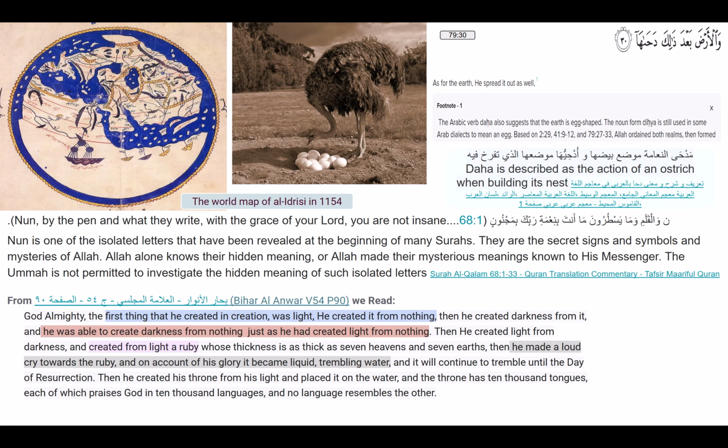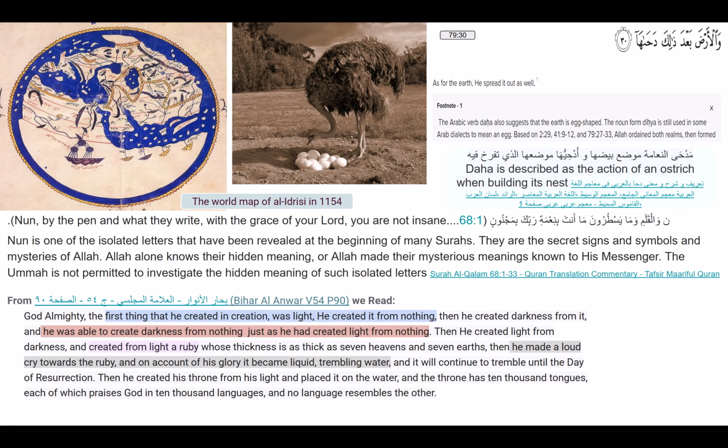In the Quran, we read verse 79:30. As for the earth, He spread it out as well. The word used in Arabic is daha. Now, if you go to the footnote, it says here, the Arabic verb daha also suggests that the earth is egg-shaped. The noun from dihya is still used in some Arabic dialects to mean an egg. Okay, so this is a lie. Let's see what the true meaning of it is.